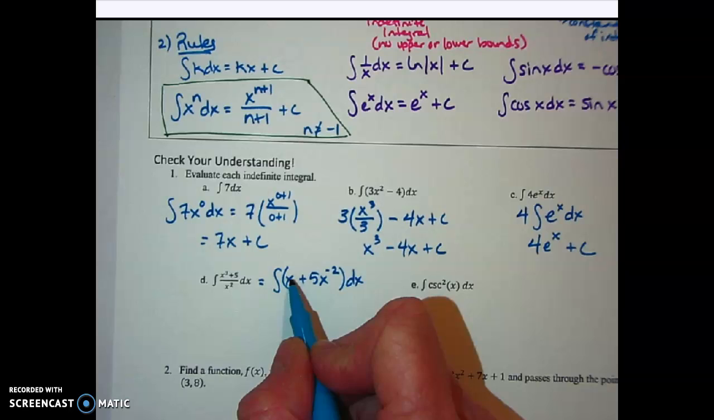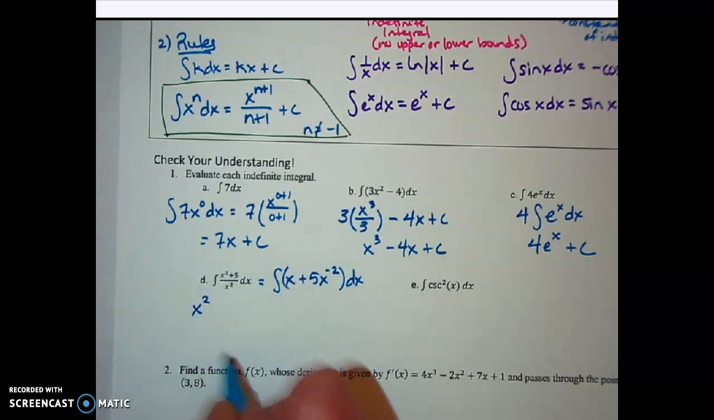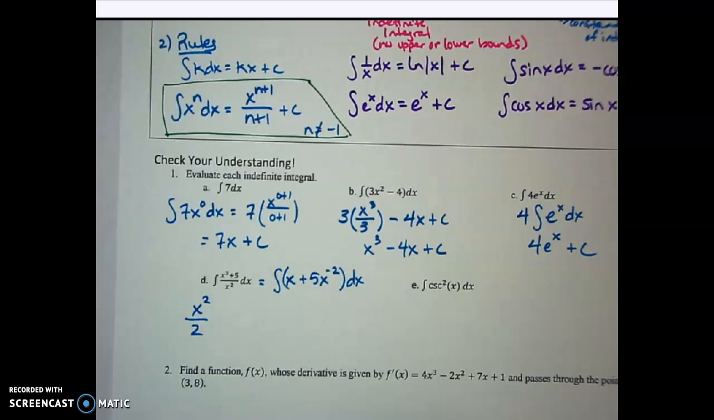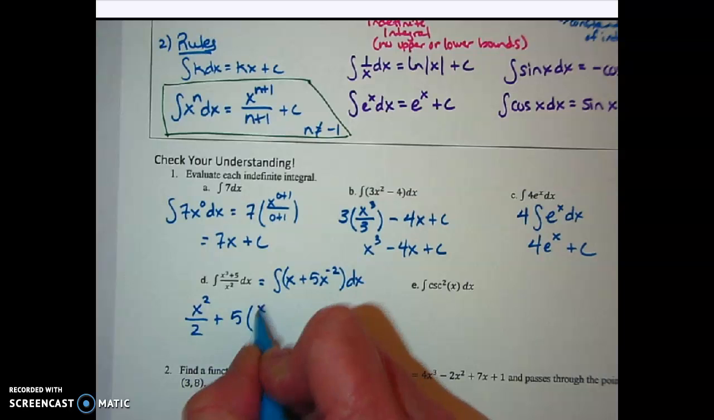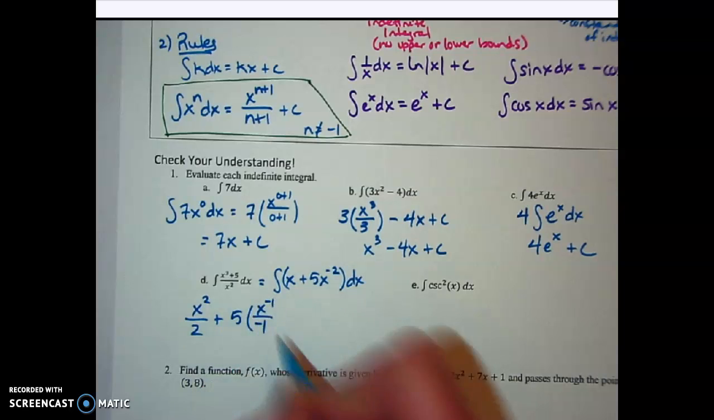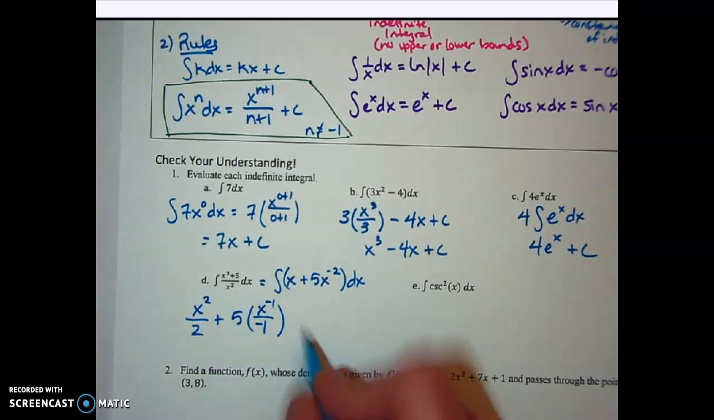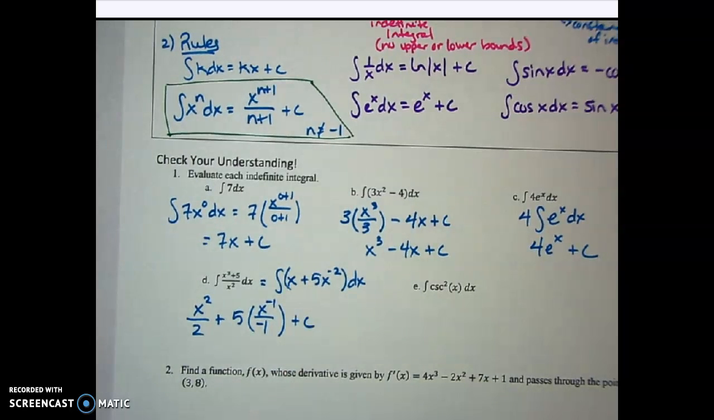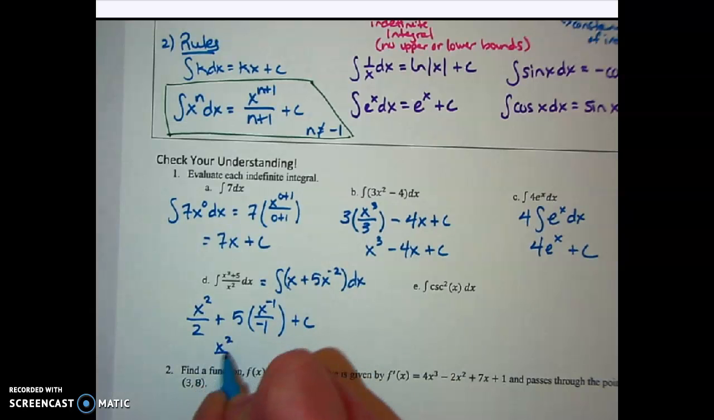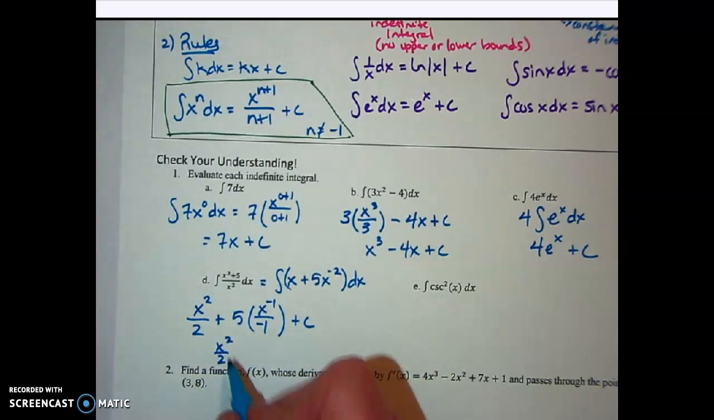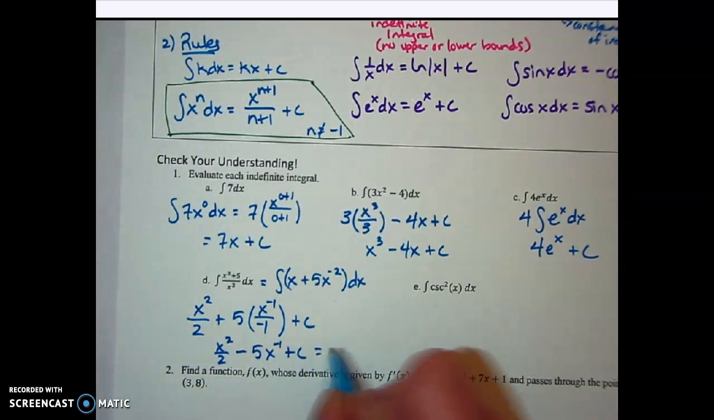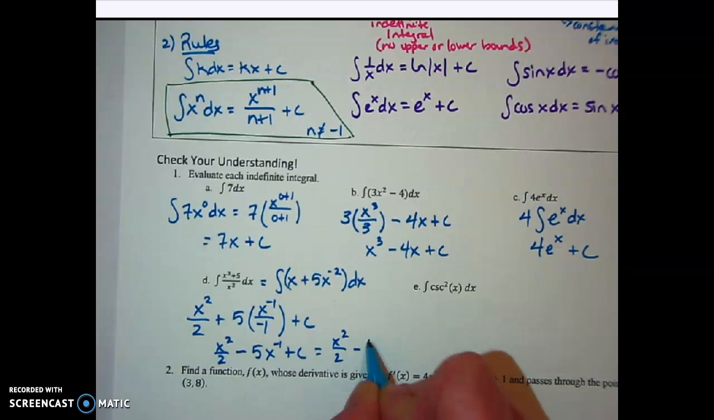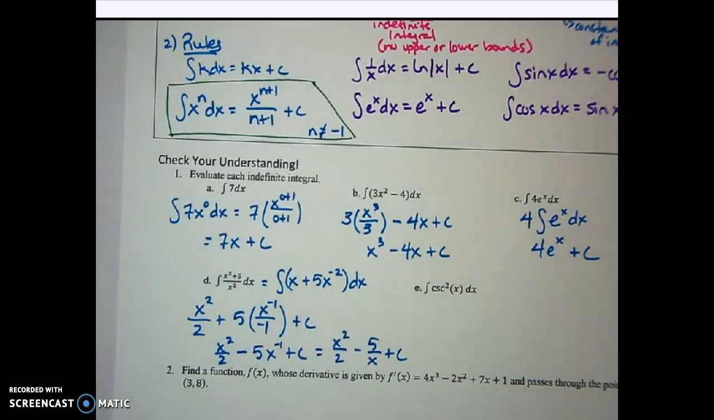Again, the exponent is 1, so if I add 1, I'm going to get x squared, and then I'm going to divide by that 2, plus the 5, and again, if I add 1 to my negative 2, I'm going to get negative 1, divided by that negative 1, plus c. So now when I simplify this, I'm going to get x squared over 2. You could also write 1/2 x squared. I'm going to just bring that minus out in front, so minus 5x to the negative 1 plus c, which I suppose we should properly write this as x squared over 2 minus 5 over x plus c.